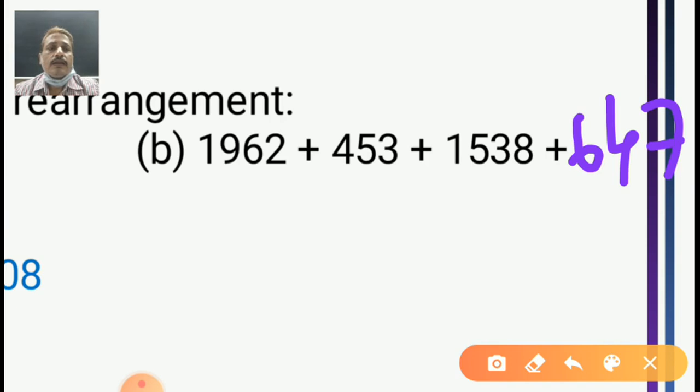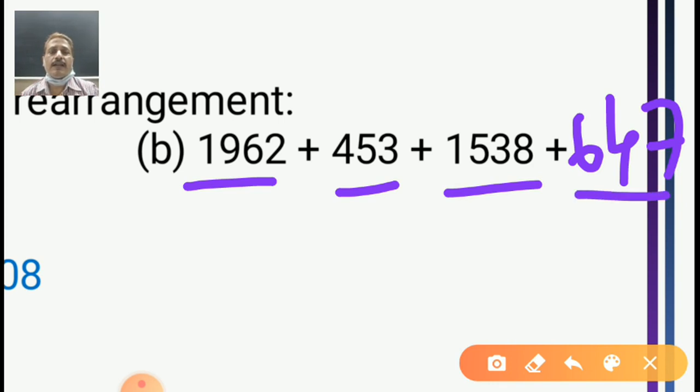647. Student, one more number is here. How many numbers are there? Yes, there are 4 numbers. Number 1, 1962. Second number is 453. Third number is 1538. And last number is 647.